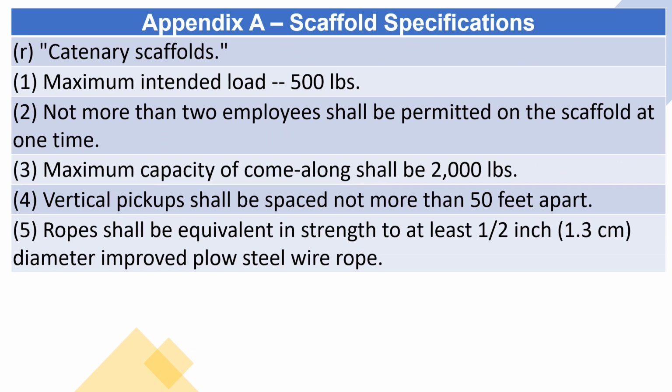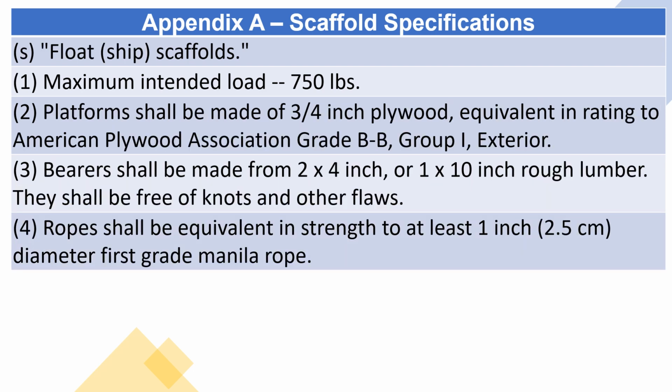R. Catenary scaffolds. 1. Maximum intended load 500 pounds. 2. Not more than 2 employees shall be permitted on the scaffold at one time. 3. Maximum capacity of come-along shall be 2,000 pounds. 4. Vertical pickups shall be spaced not more than 50 feet apart. 5. Rope shall be equivalent in strength to at least half an inch, 1.3 centimeters, diameter improved plow steel wire rope. S. Float, ship, scaffolds.